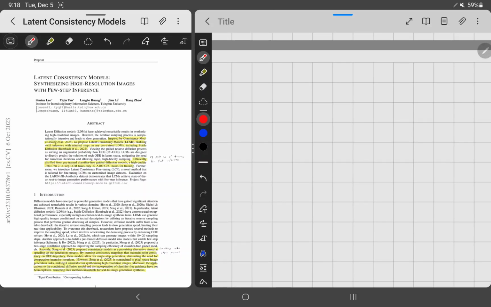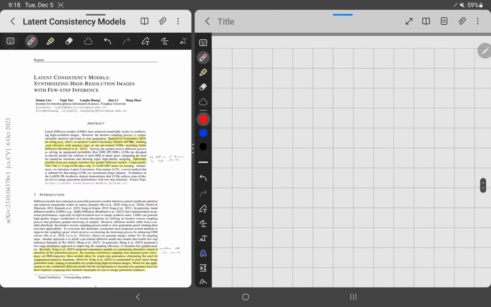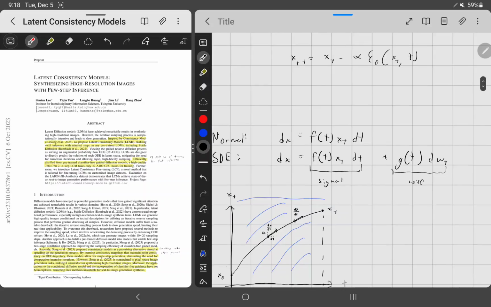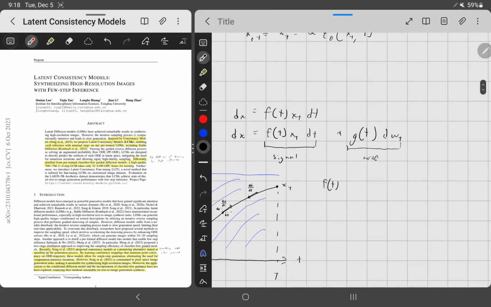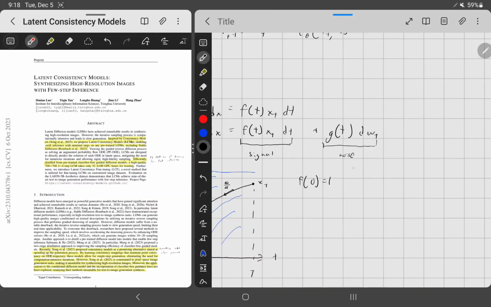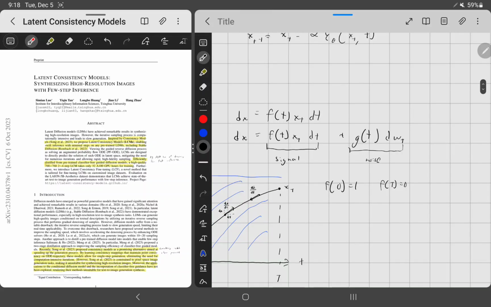We would basically want to define an SDE as the forward process, and that's just this right here. You can think of maybe the trivial case, where f of t at time 0 is equal to 1, and f of t at time big T is equal to 0. So your change in x is going to be 100% signal at time 0, and then at time big T, you're going to have 0% signal, something like that.